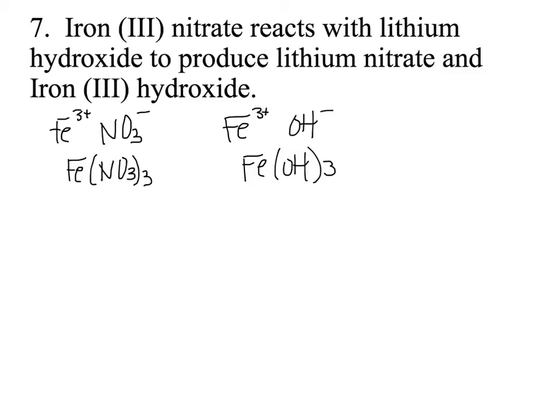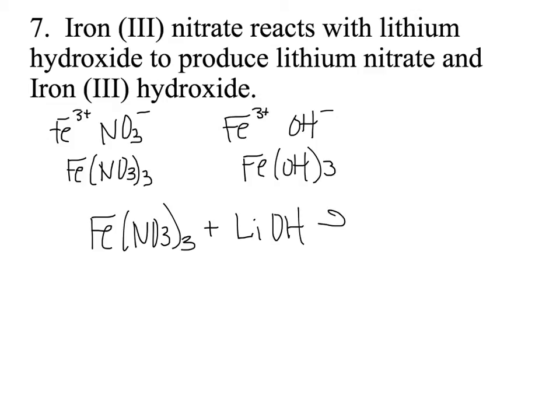So let's see, iron 3 nitrate is a reactant, so let's start out with Fe(NO3)3, and it looks like it's reacting with the lithium hydroxide to produce, let's see, lithium nitrate we decided was LiNO3, and then iron 3 hydroxide, which is going to be Fe(OH)3. Okay, so go ahead and pause the video here for a moment and give yourself a chance to balance the formula, then I'll show you the solution.